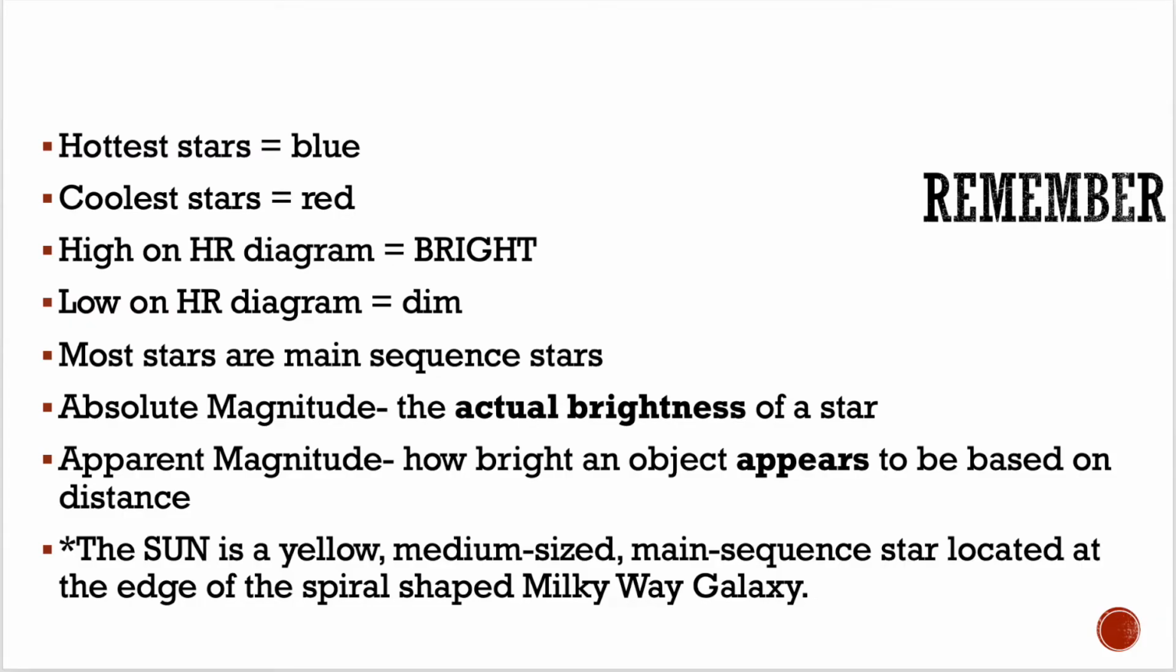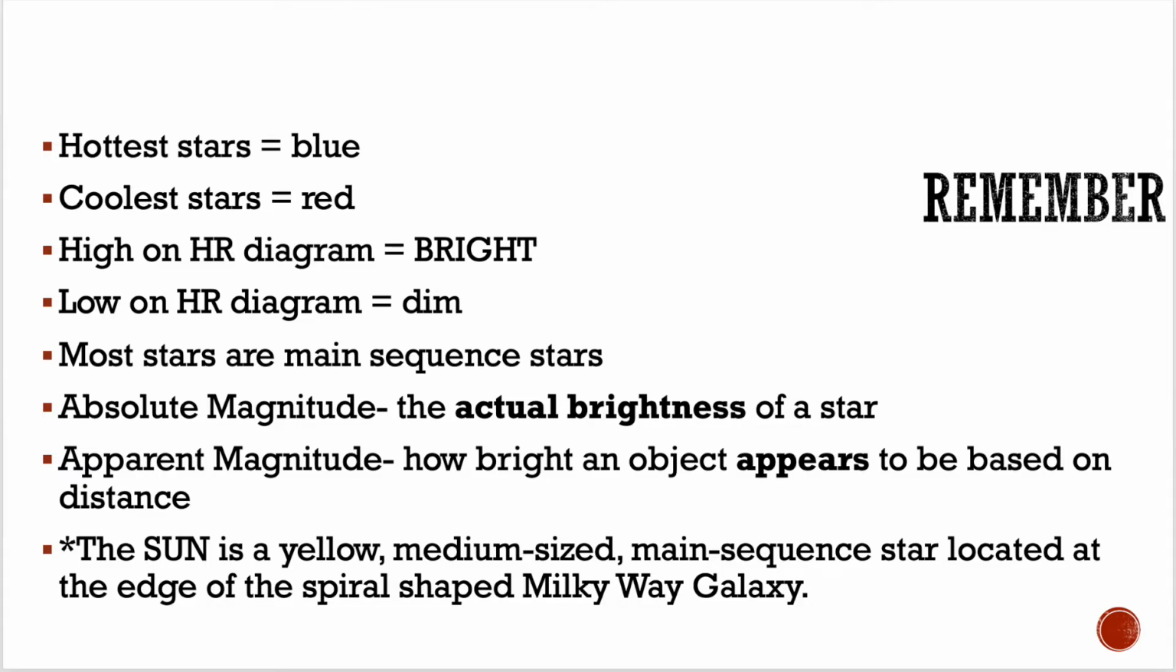So make sure you remember the hottest stars are blue, the coolest stars are red. The higher a star is on the Hertzsprung-Russell diagram, the brighter it is. The lower it is on the HR diagram, the dimmer it is. Most stars in our universe are main sequence stars, meaning they're in the prime of their life where they're still burning hydrogen as fuel. So they're not dying out, they're not swelling up and dying or becoming giants.